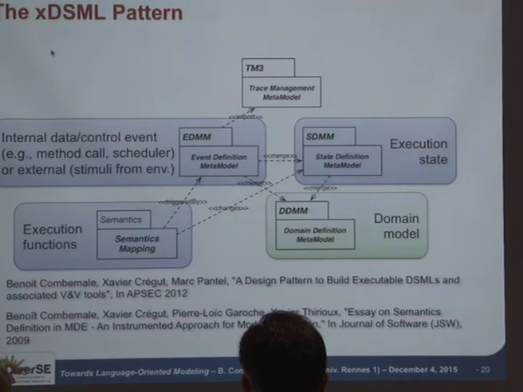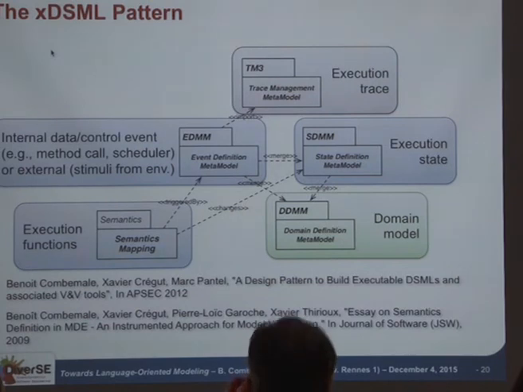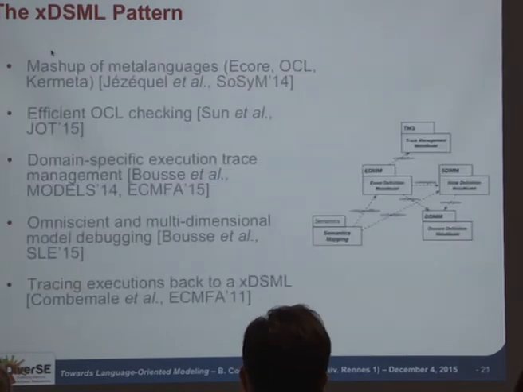The main objective was to support dynamic validation and verification tools, which means that we need to be able to capture a complete execution of a given model. So that's why we define the trace management metamodel, which is a way to capture a particular execution trace of a given model in order to be able to reason over it for checking some behavioral properties. So that's the XDSML pattern that we try then to support by different tool-supported contributions.